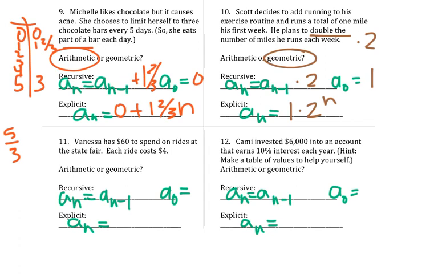Okay. Number 11. Vanessa has $60 to spend on rides at the state fair. Each ride costs $4. Okay, so she starts with $60, right? And then she's going to spend $4 each ride. So we would subtract 4 each time, right? It's arithmetic because we're subtracting by 4. So times by n.